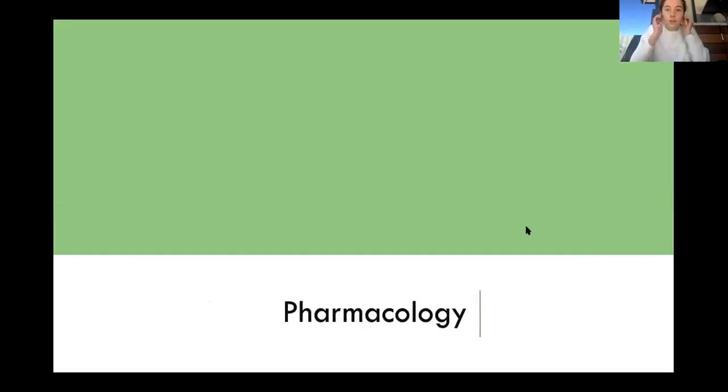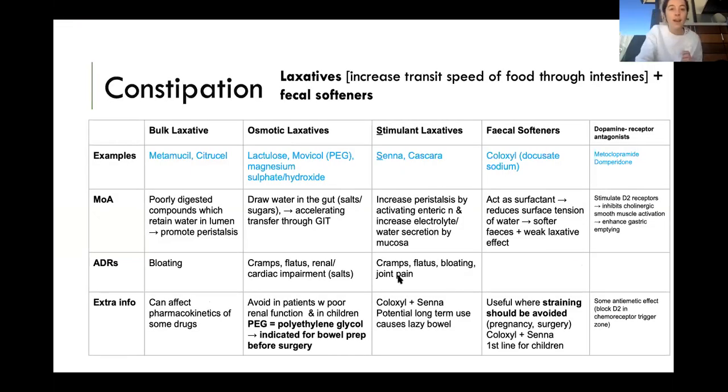So moving on to pharmacology. Does anyone have any questions so far? Any questions? No? Cool. So I think Izzy's going through constipation.